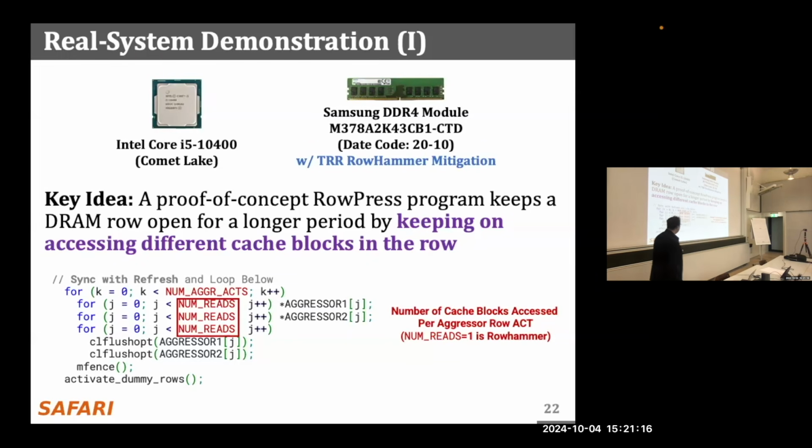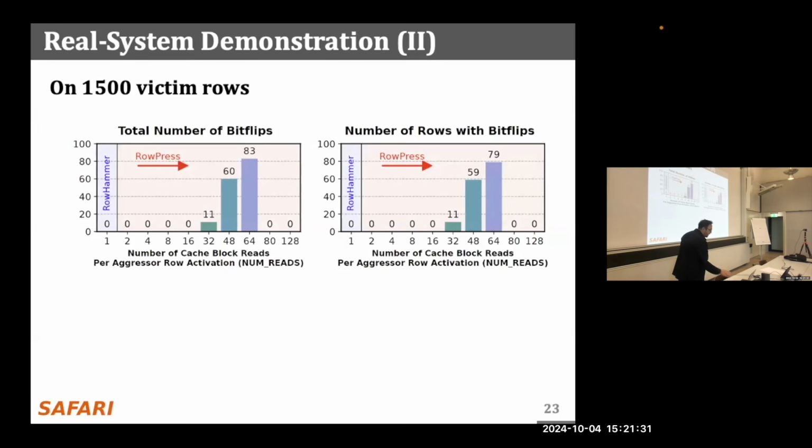So here, as we increase the number of cache blocks that we access, we try to keep the row open longer. We actually put some incentive on the memory controller to keep the row open longer. And we tested 1500 victim rows, which shows that as we increase the number of cache block reads, we can start seeing some bit flips that we would not see before. On the x-axis, you see the number of cache blocks that we read, and on the y-axis, the total number of bit flips.